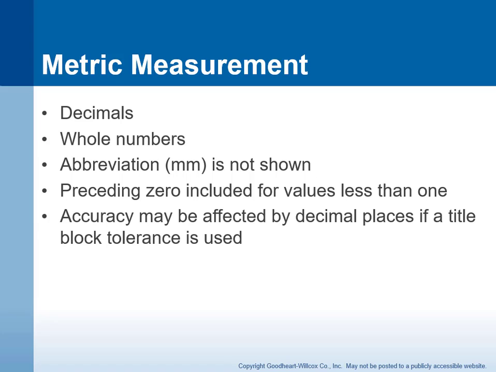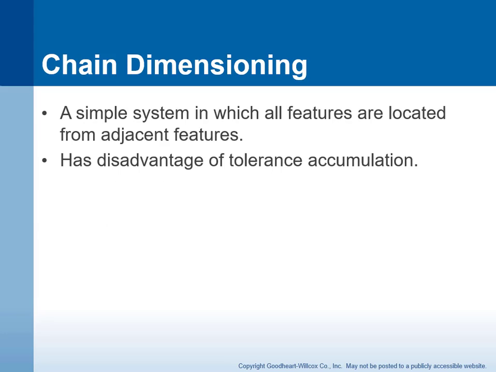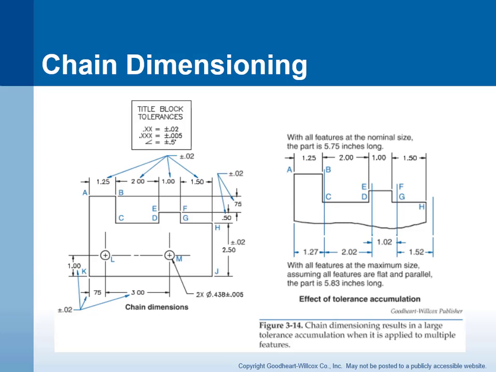Okay, here's another term, chain dimensioning. Chain dimensioning is a simple system in which all features are located from adjacent features. This has the disadvantage of accumulation of tolerances. Here's an example of chain dimensioning. For instance, we have this width 1.25, and then we have another width, and then another width, and another width.